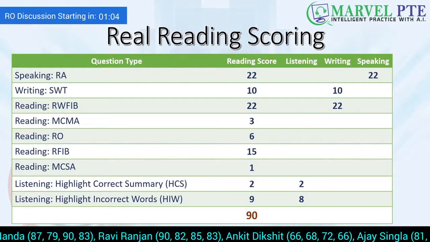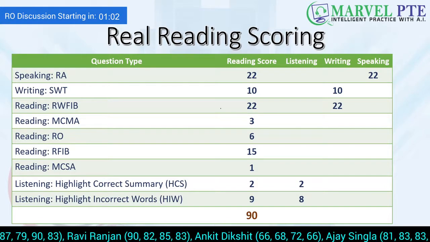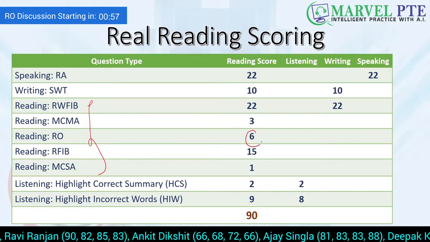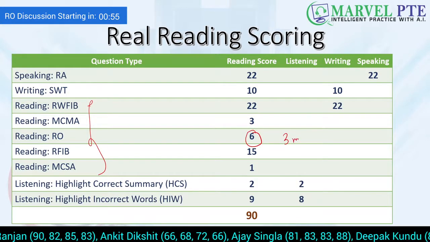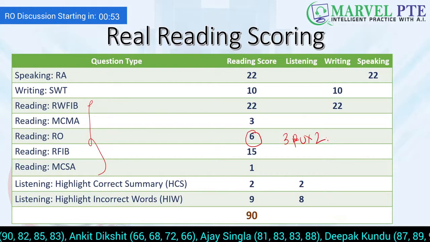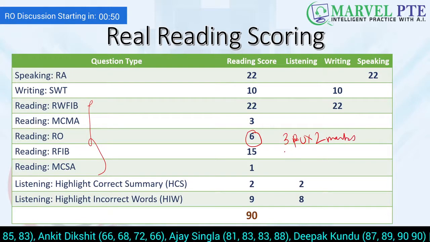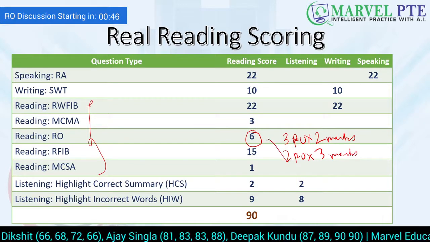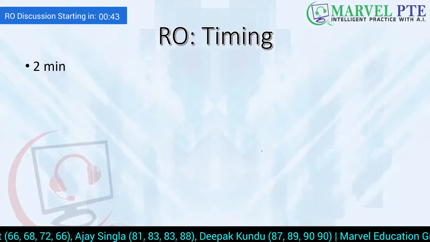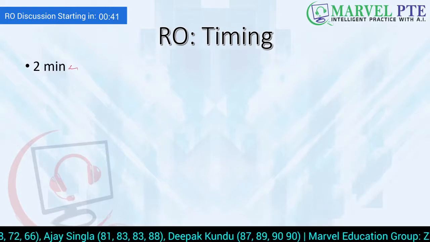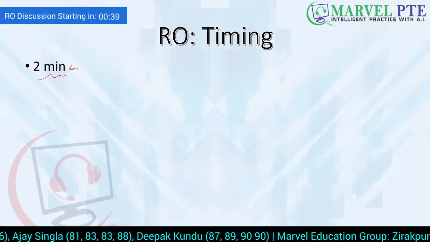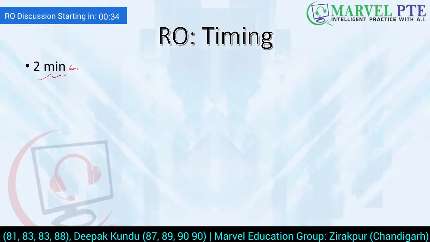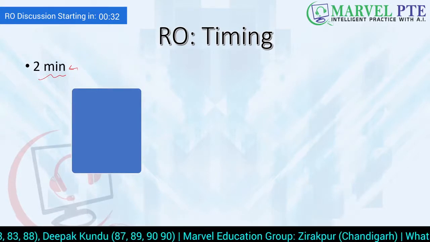This is the real PT reading scoring. If you can see, reading module just contributes 47 marks. उसमें से 6 marks are of reorder paragraphs. So if you are getting 3 reorder paragraphs, it will be of 2 marks each. Okay, and if you are getting 2 reorder paragraphs, they will be of 3 marks each to make the total 6. And coming to the timing, you just have 2 minutes. In 2 minutes, you have to solve it. This is based on a big data analysis, artificial intelligence analysis. In 2 minutes, you have to solve your reorder paragraphs.